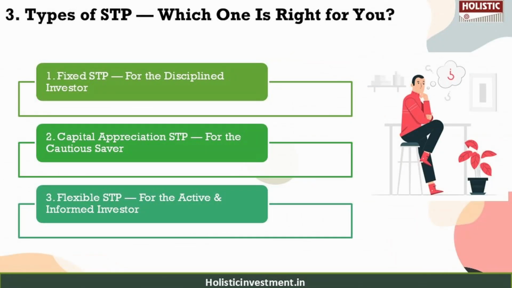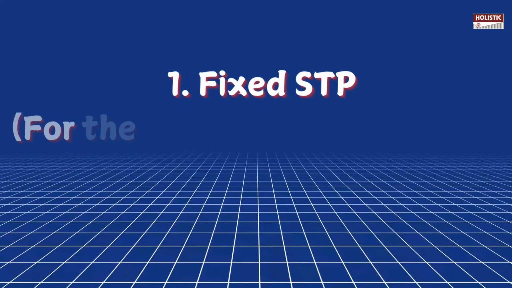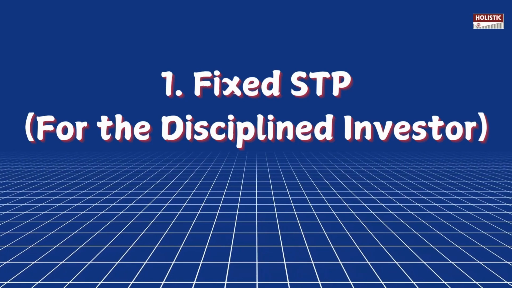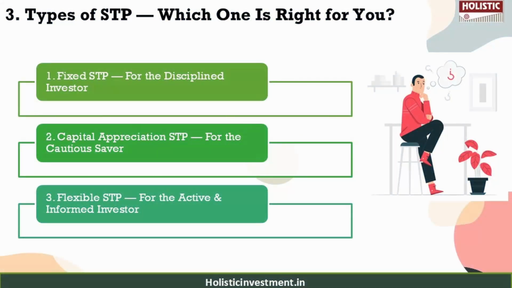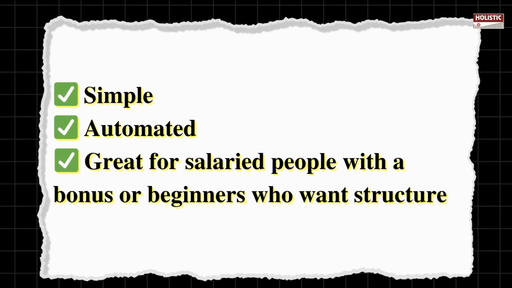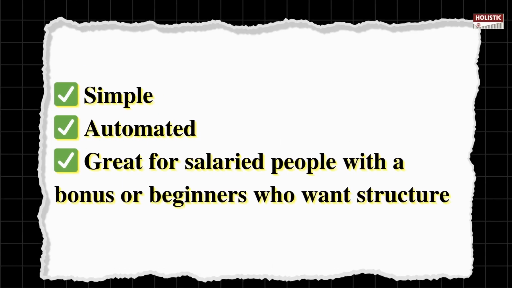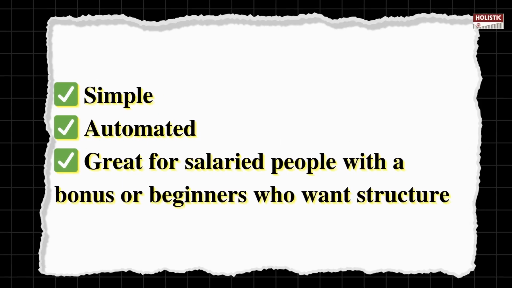So now let's talk about the three types of STP, each suited for different investor personalities. Number one, fixed STP for the disciplined investor. You decide a fixed amount and frequency, say 25,000 rupees weekly, and it gets transferred consistently from your liquid fund to equity. Simple, automated, great for salaried people with a bonus or beginners who want structure.